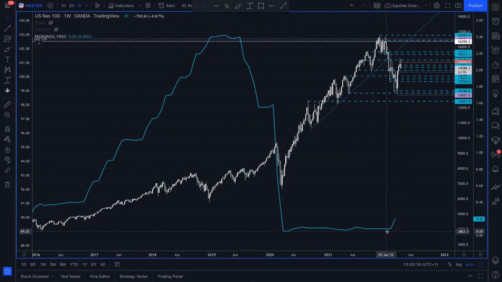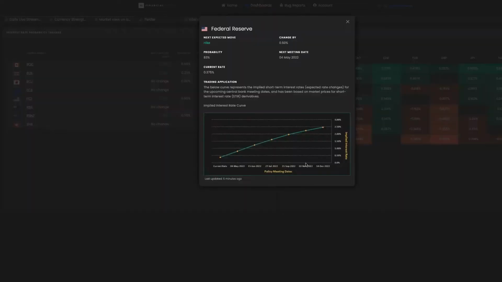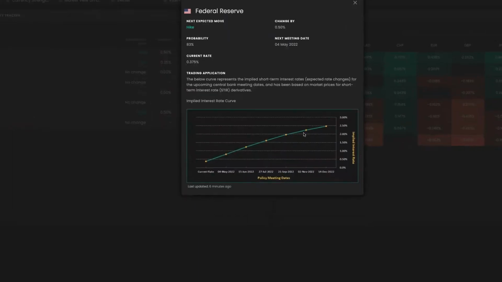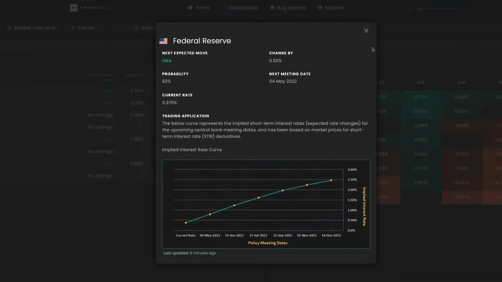And if you look here, you can see the Fed's about to hike, and the anticipation is that the Fed's going to hike by 50 basis points in May's meeting. And again, if you just take a look at the interest rate expectations for the Federal Reserve, you can see that the implied rate curve is that the Fed are going to be hiking, that is what, 8-9 times this year, up to 2.5%. So, the next meeting is on the 4th of May, and the expected probability change is 83% for a 50 basis points rate hike.